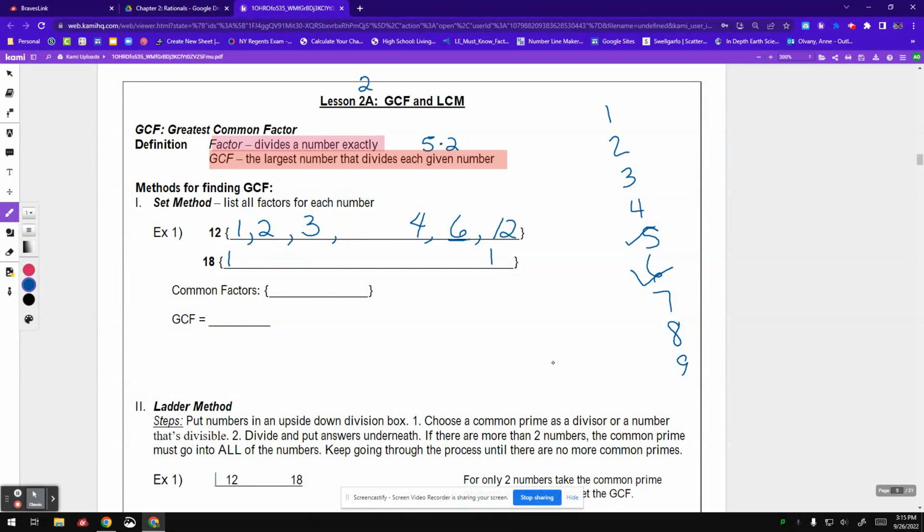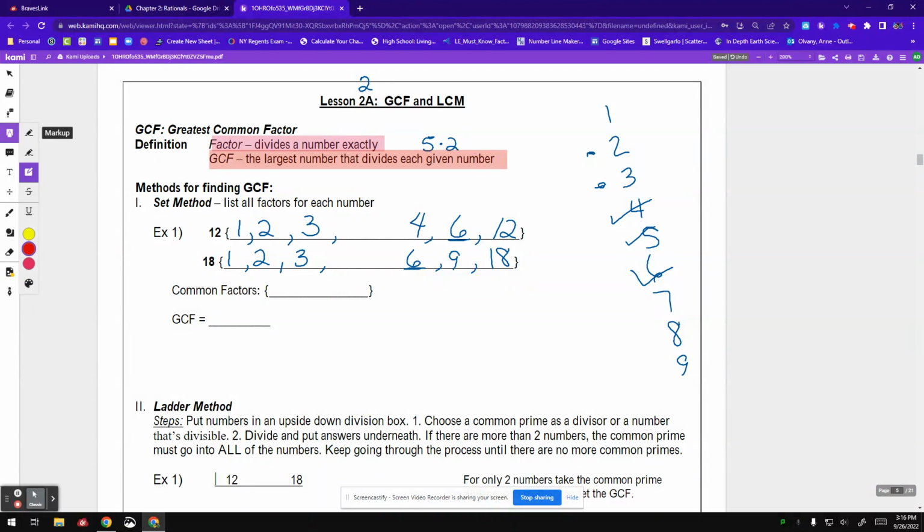So let's do 18. 1 times 18. Let's try 2. 2 times 9. Let's try 3. 3 times 6. Really helps to know your multiplication facts. 4. 4 times 4 is 16, but not 18. 5 doesn't end in a 5 or a 0. 6. Oh, look, I said 6 already. So I know that I'm done listing all of my factors and I have them all.